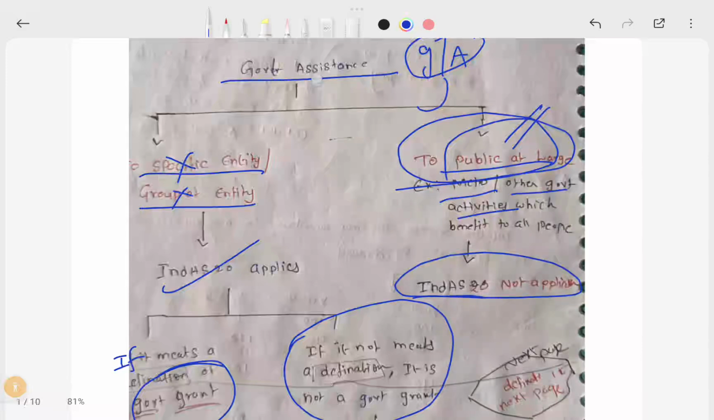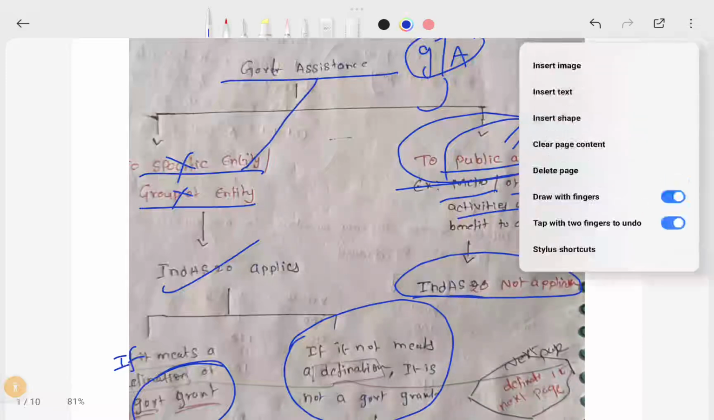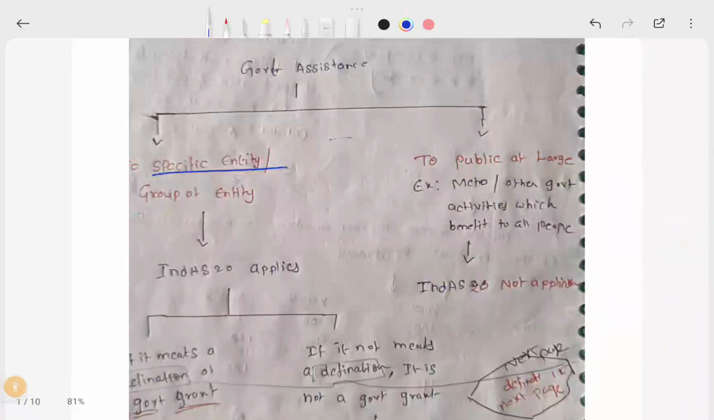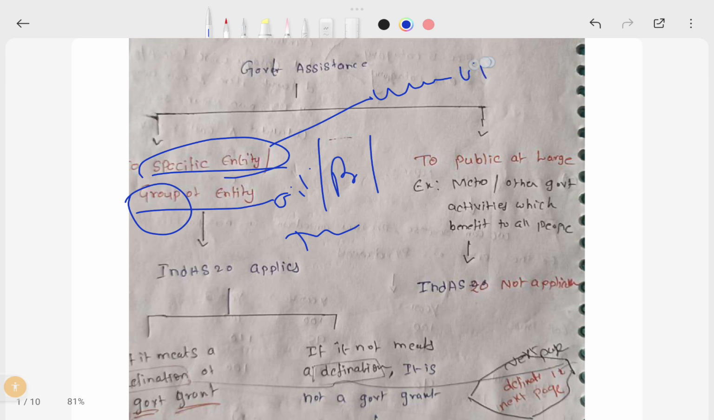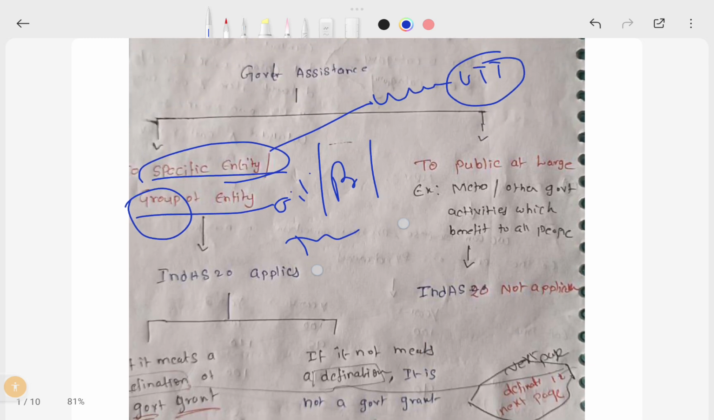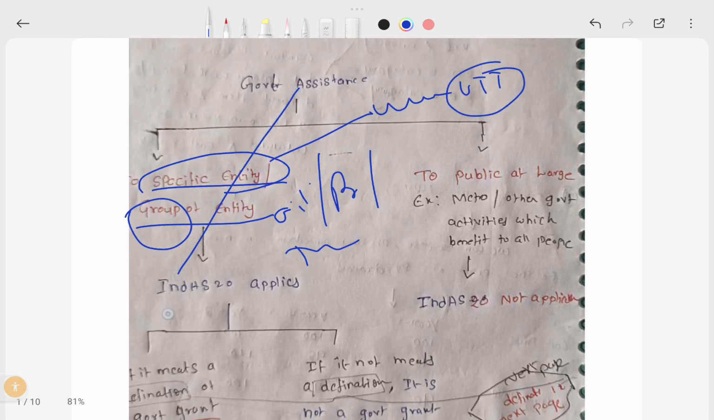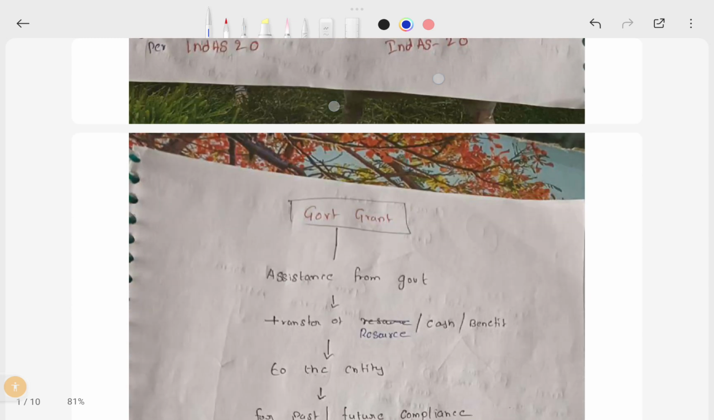Where it is applicable is entity-specific assistance, for a specific entity or a group of entities. Suppose the government gives assistance to all oil industries, all petrol industries, all retail industries. So any group of entities has to be mentioned by the government, or else a specific entity. Or the government says, I am going to give this benefit to UTL company, and that company itself gets the benefit from the government. Once you get any assistance from the government, you need to check whether it meets the definition or not. I hope you understand this. So let's go into the definition.